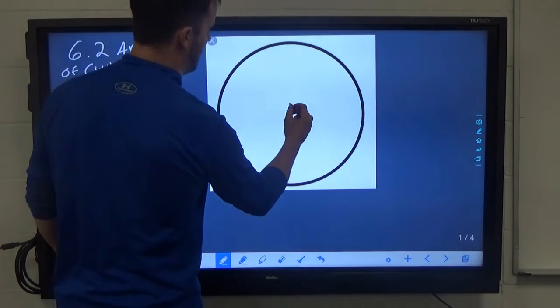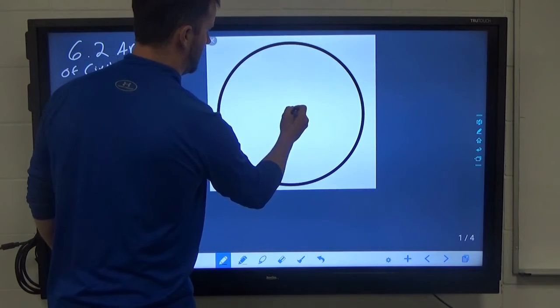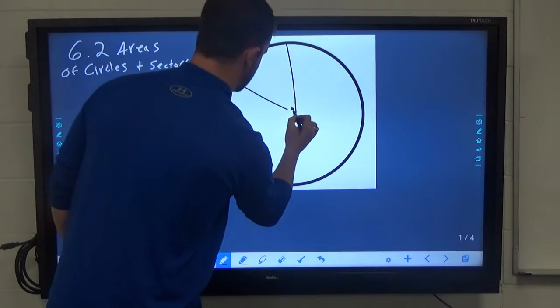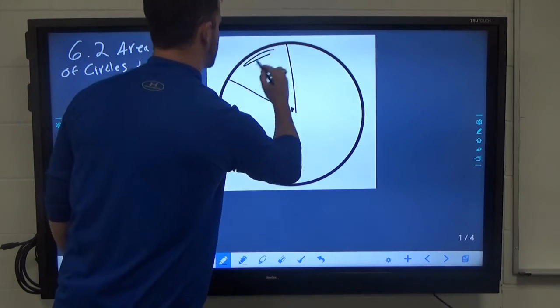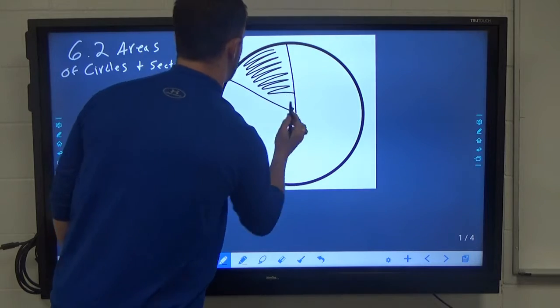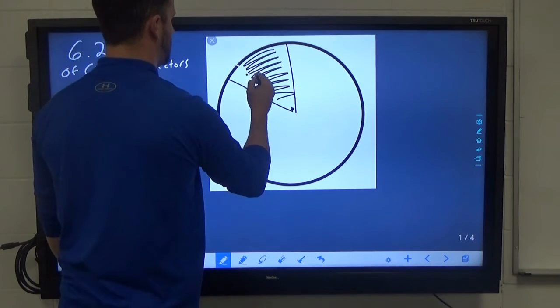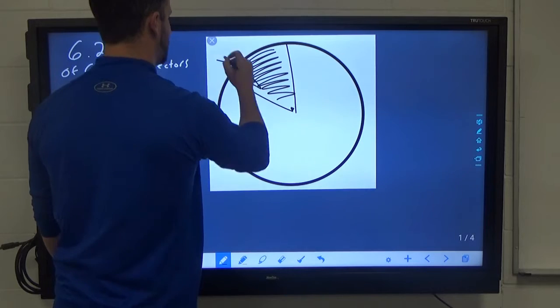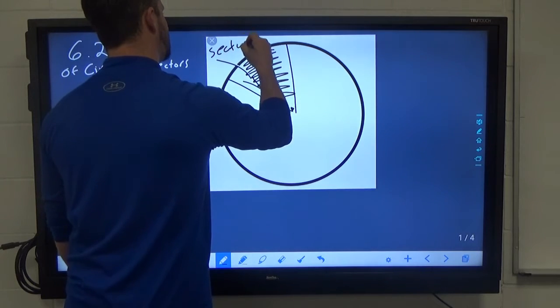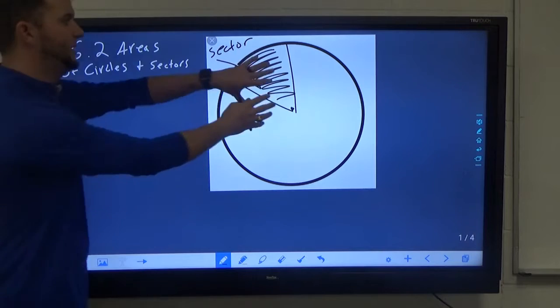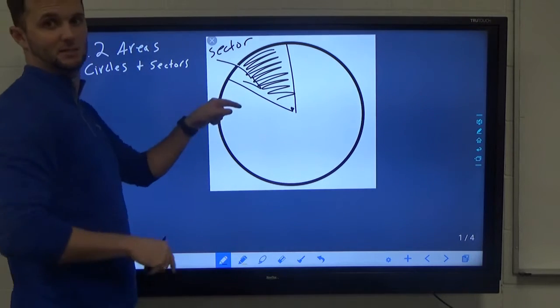So that means if I have the center of a circle here, and then I have a line coming to that center, and then a line coming to that center right here, this whole section right here is known as a sector. So all of this right here, written inside this area, this is known as a sector. Okay? So that is the sector of a circle. So a piece of the pie or a piece of the pizza is the sector.